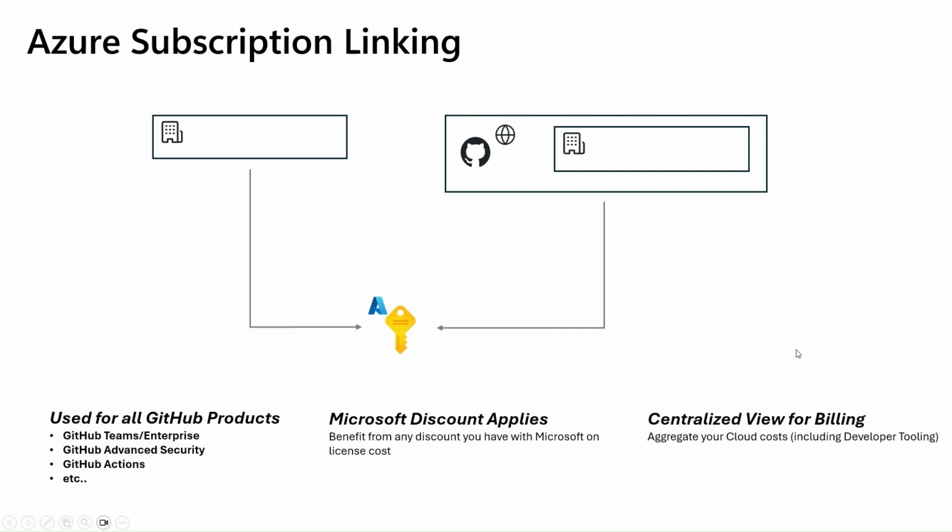An Azure subscription is relatively easy to set up, and there are different advantages. It's used for all GitHub products, just as all payment methods are. But one of the important things is that if you do have special discounts applied to your consumption in a subscription, those discounts apply on GitHub services as well. So you would benefit from that. And then the third point is a centralized view for billing. So you have the billing for your GitHub, which is a cloud service, centralized and aggregated alongside your other Azure costs. Now let's take a quick look at how to configure an Azure subscription for my organization or team.